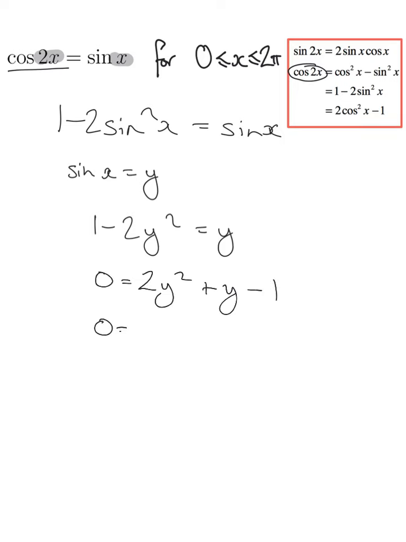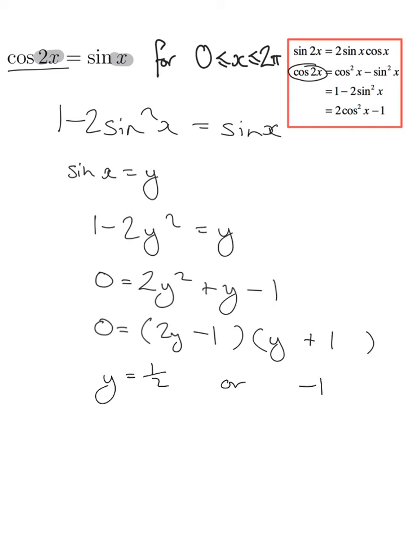Now, if we factorize that, we're going to have two brackets, one which starts with the 2y, one which starts with the y. And if we put the numbers in, we're looking for it expanding to give plus y and minus 1 at the end, which is going to be if we have a plus 1 there and a minus 1 on the other side, because the 2y times by the 1 is 2y, minus 1 times y is minus y. Combine them gives you plus y. That means that y is equal to either a half or it's equal to negative 1.